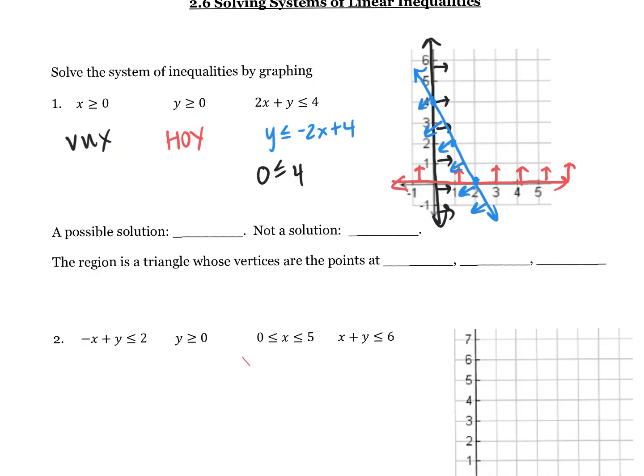So does anyone see what region all of my arrows are pointing towards? What shape is it? That little triangle, right? So you guys, if I were you, I would draw in this triangle. I'd shade it in. And I actually think that we should talk about those vertices before we talk about the solutions and not a solution.